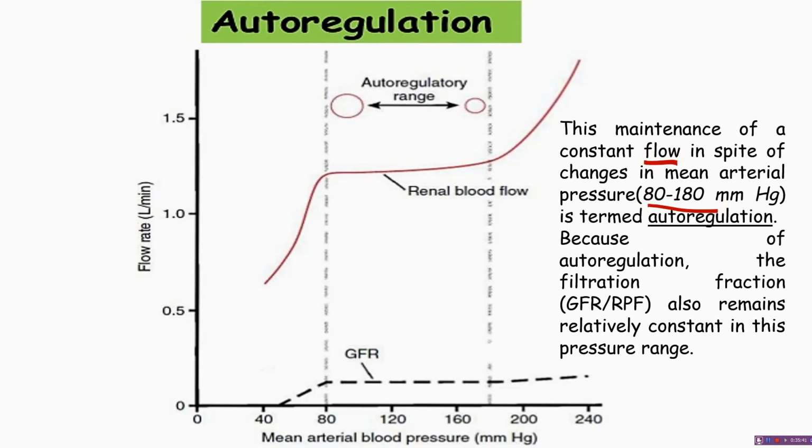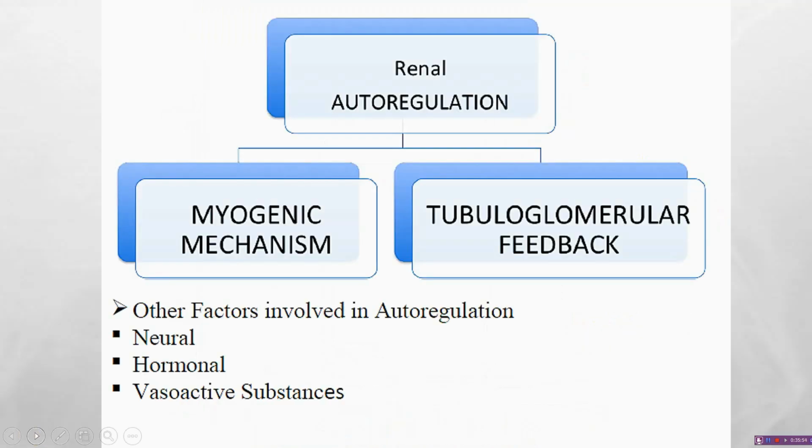It is called auto-regulation by the kidney. Because of the auto-regulation, the filtration fraction, that is GFR by RPF, also remains relatively constant in this pressure range between 80 to 180. Now, by what methods does the auto-regulation occur in the kidney? The most important methods are the myogenic mechanism and the tubuloglomerular feedback.